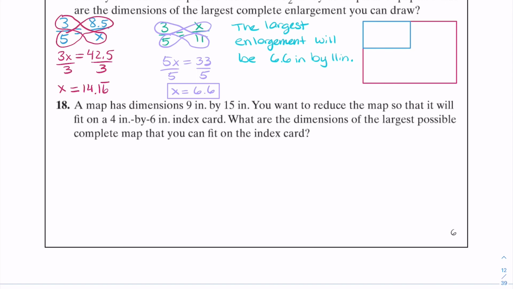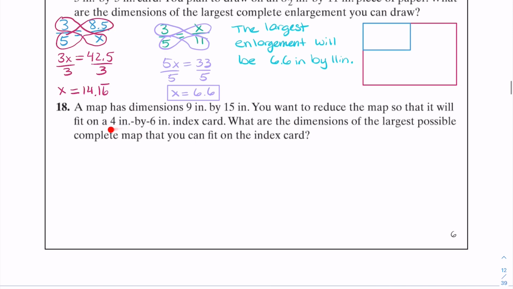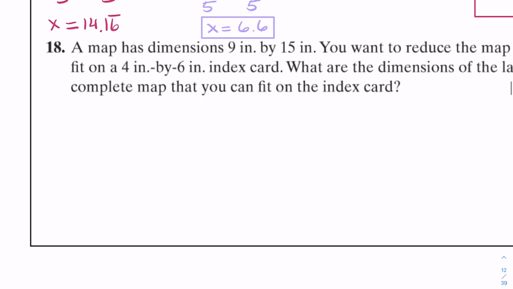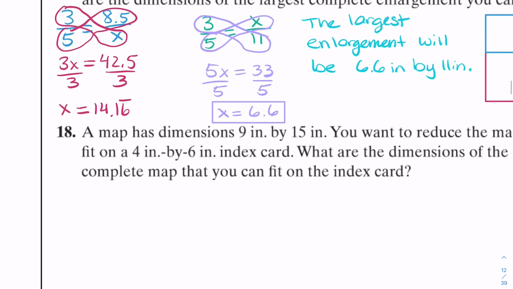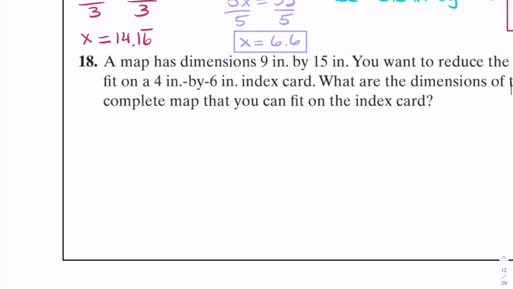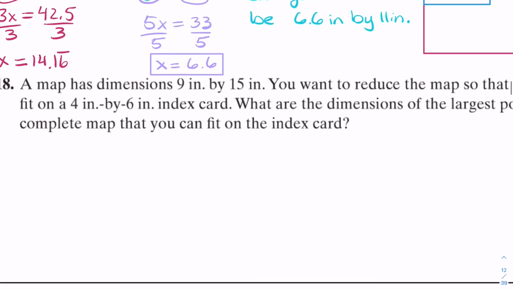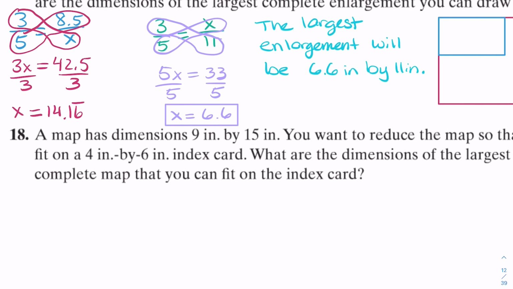This next one is in reverse order. So a map has dimensions 8 inches by 15 inches. You want to reduce the map so that it will fit on a 4 by 6. So now you're shrinking it, so it's going to be the opposite way. All right. So we're going to compare, again, 4 and 6 are the maximum numbers that we can reach. So I'm going to use the same colors, 1, 2, 3, 4, 5 different colors. I'll use the same thing.